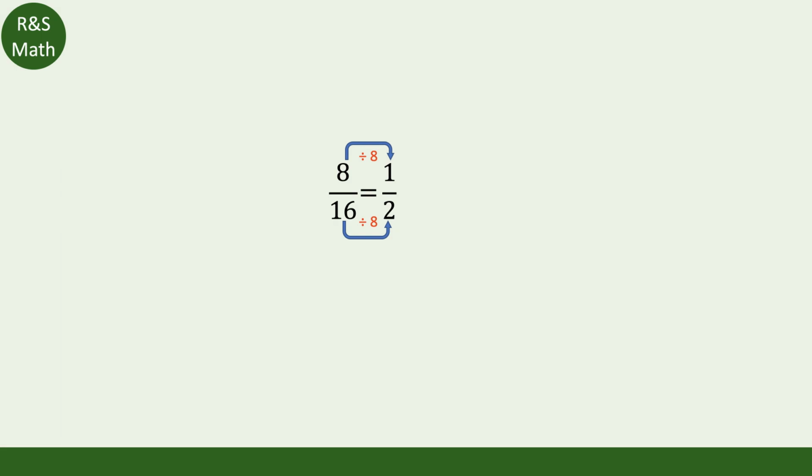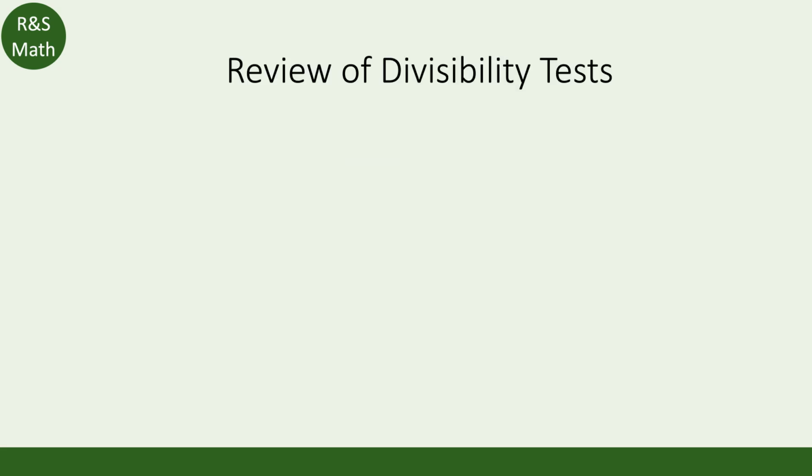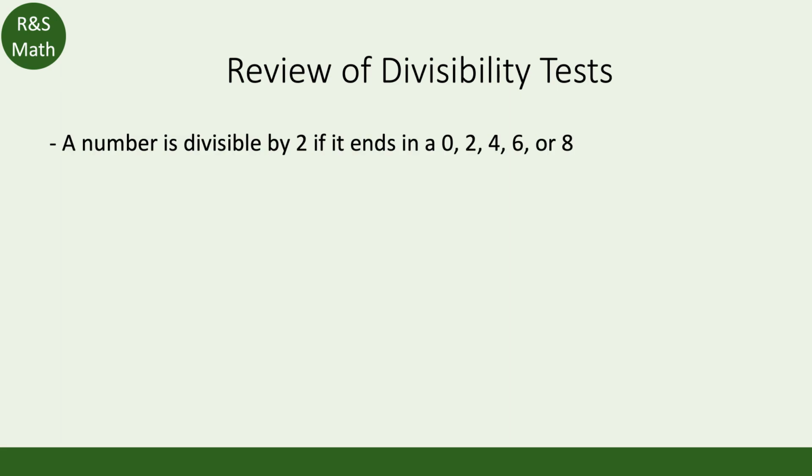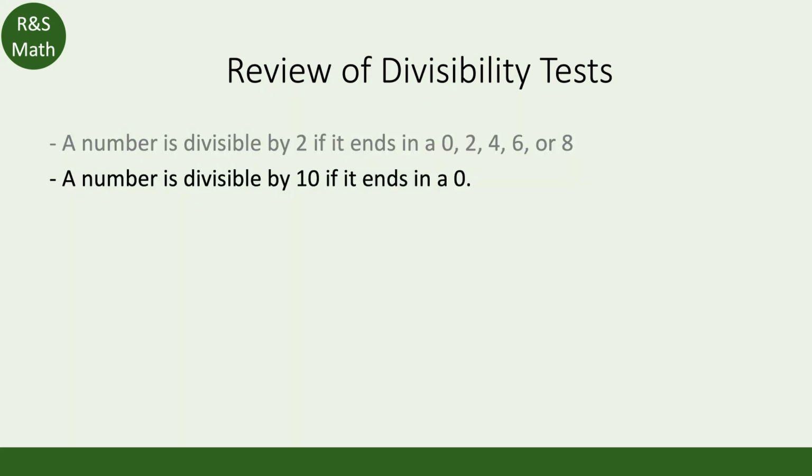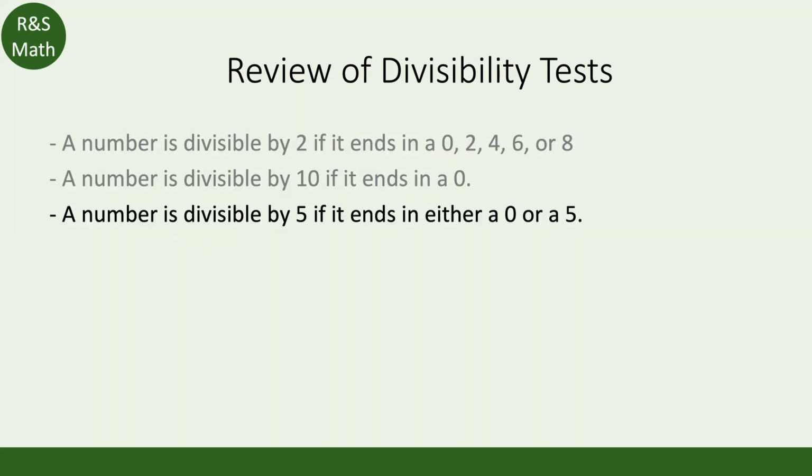The divisibility tests that are most useful for simplifying fractions are the tests for 2, 3, 5, and 10. Let's review them. A number is divisible by 2 if it ends in a 0, 2, 4, 6, or 8. A number is divisible by 10 if it ends in a 0. A number is divisible by 5 if it ends in either a 0 or a 5.